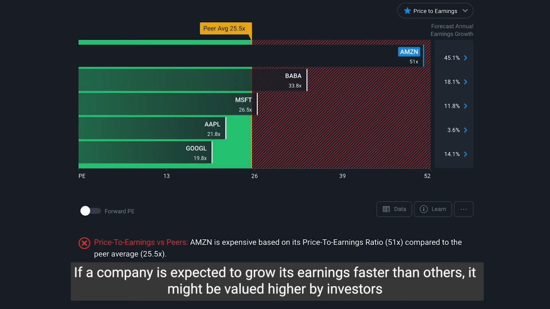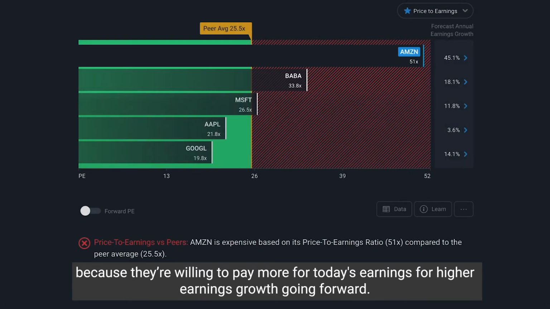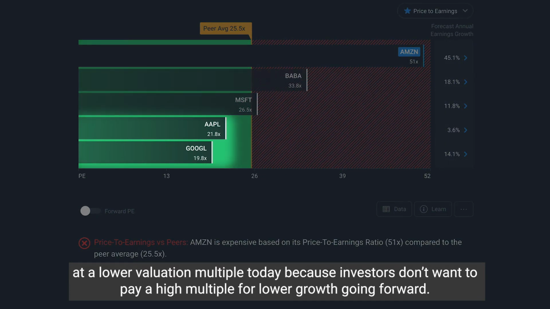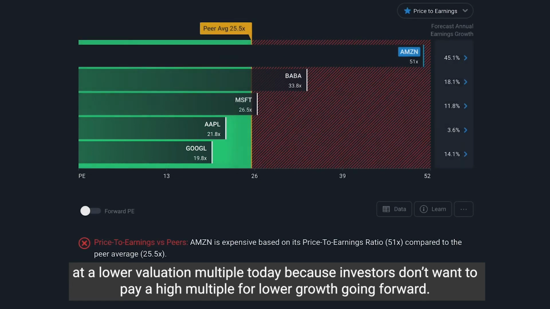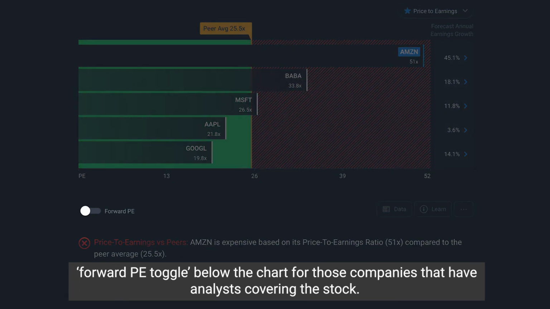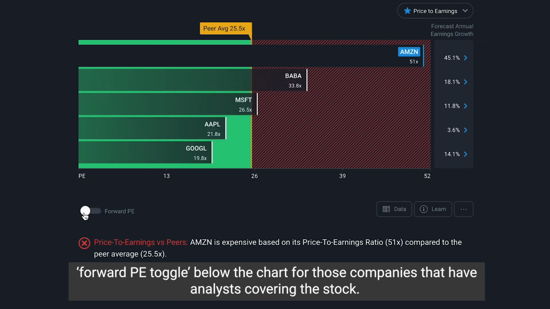If a company is expected to grow its earnings faster than others, it might be valued higher by investors because they're willing to pay more for today's earnings for higher earnings growth going forward. And usually, if a company has lower earnings growth expectations, you'd expect to see it trading at a lower valuation multiple today because investors don't want to pay a high multiple for lower growth going forward. If you want to see how the PE is affected by a year of earnings growth, you can use the forward PE toggle below the chart for those companies that have analysts covering the stock.